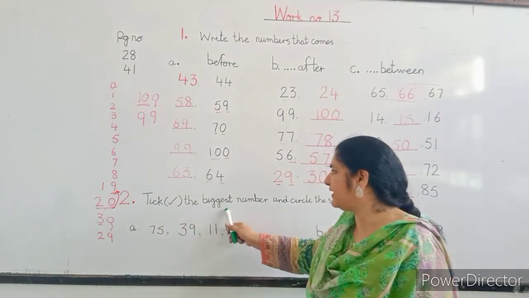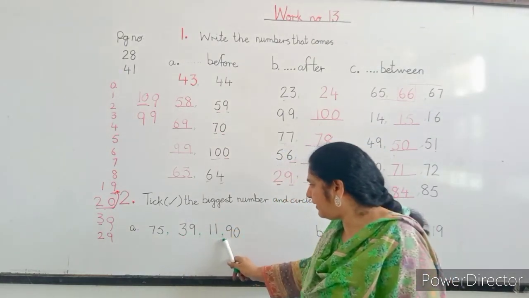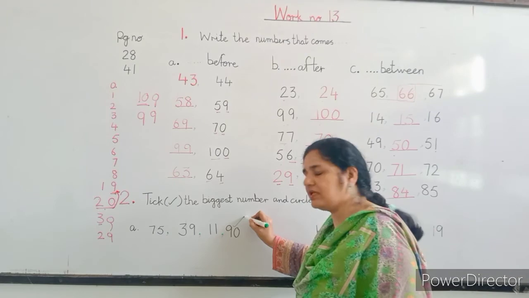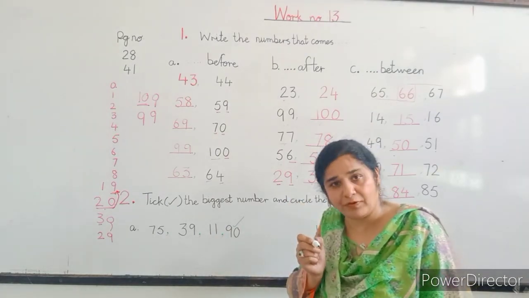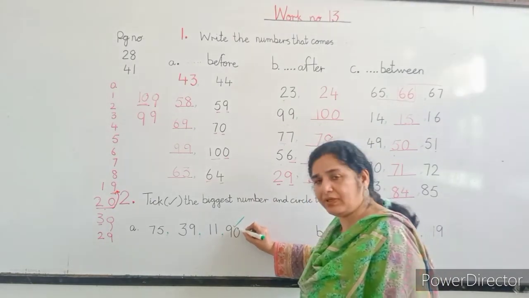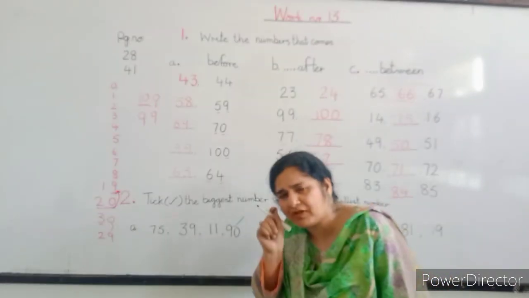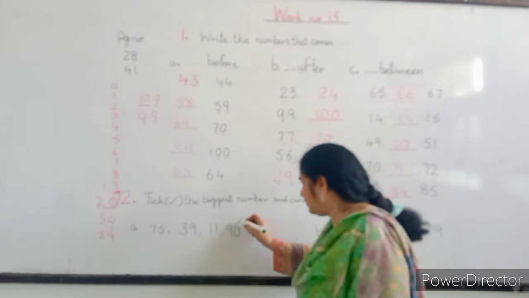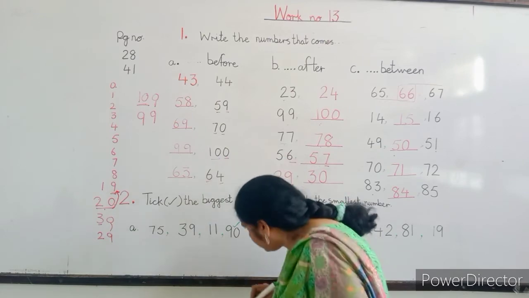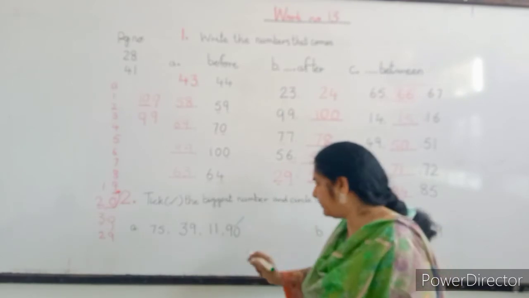First of all, we will find the biggest number. Which is the biggest number? 75? No. 39, 11, 90. So, we will tick this 90. Make a clear tick. If you want, you can use colors. Okay? You can put a tick at this number. Your tick should not be so big like this and it should not be so small that the teacher cannot check it and has to find it. Where is the tick? Where is the tick? Okay. So make a proper tick. Its size should be proper.